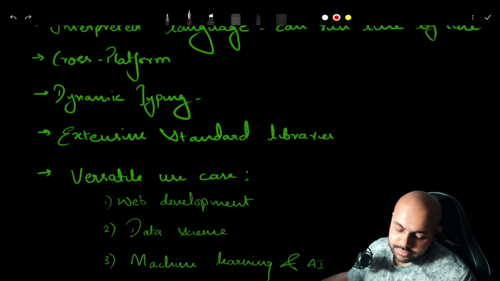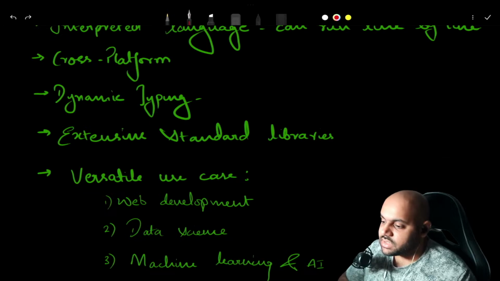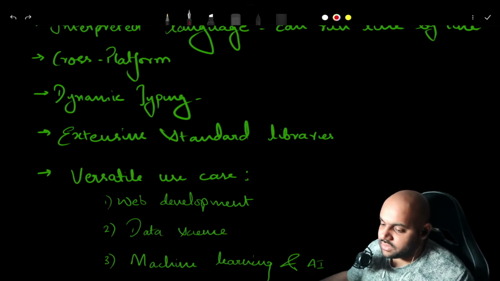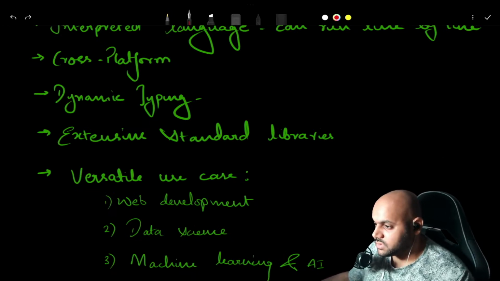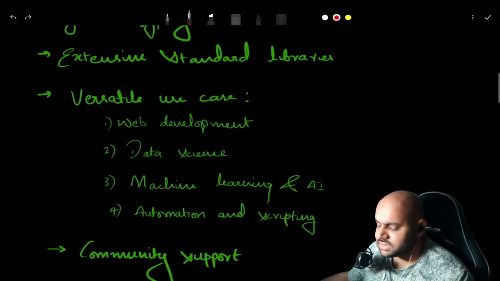So when you're writing code in C, C++, or Java, before writing the variable, you need to define whether it is an integer or a decimal or a string. But in Python, you can simply go ahead. It has versatile use cases, so it is used in web development, data science, machine learning, and whatnot. Even automation and scripting, everything is done mostly in Python these days.